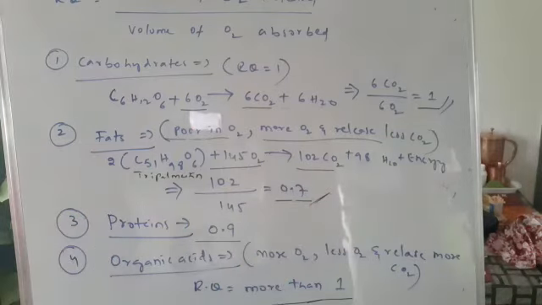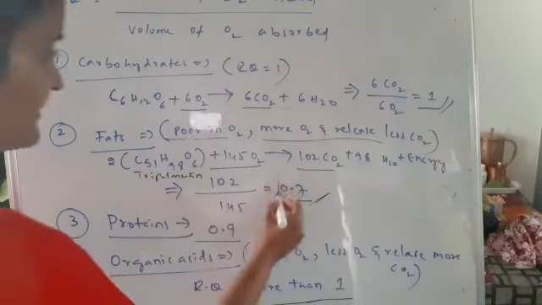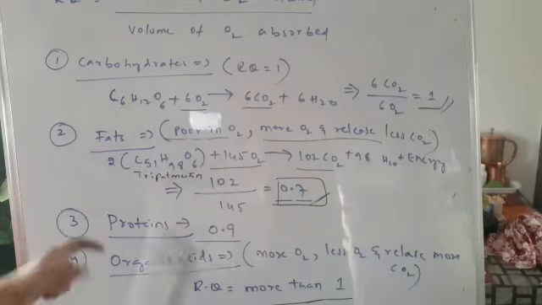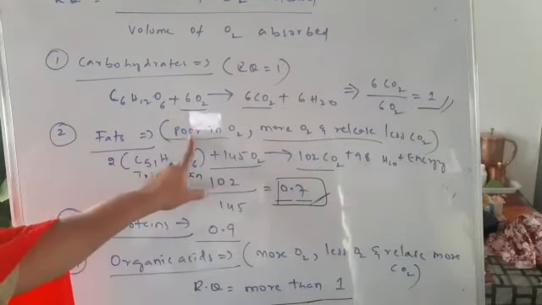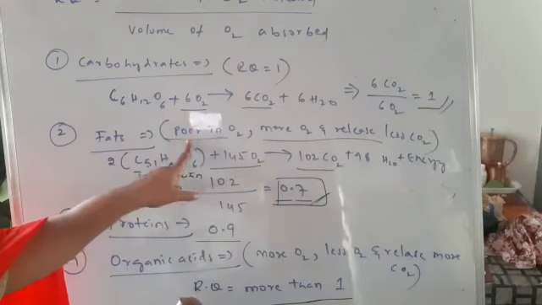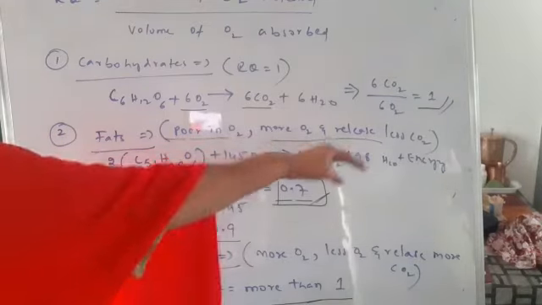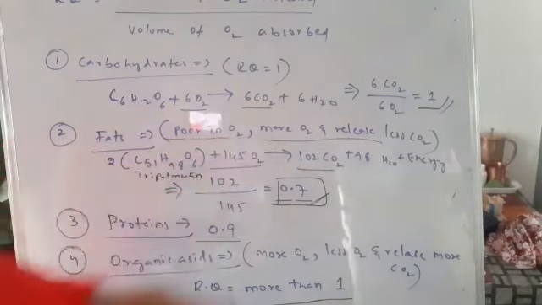So generally the RQ of fats is 0.7, so it is less than 1. And the two important points regarding fats are that they are poor in oxygen, and that's the reason why they utilize more oxygen and release less CO2. That's the reason why the RQ value is less than 1, which is 0.7.